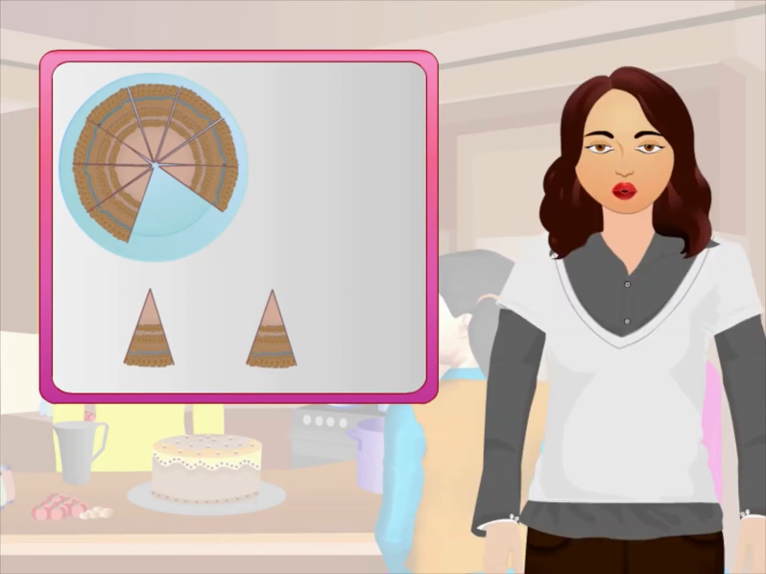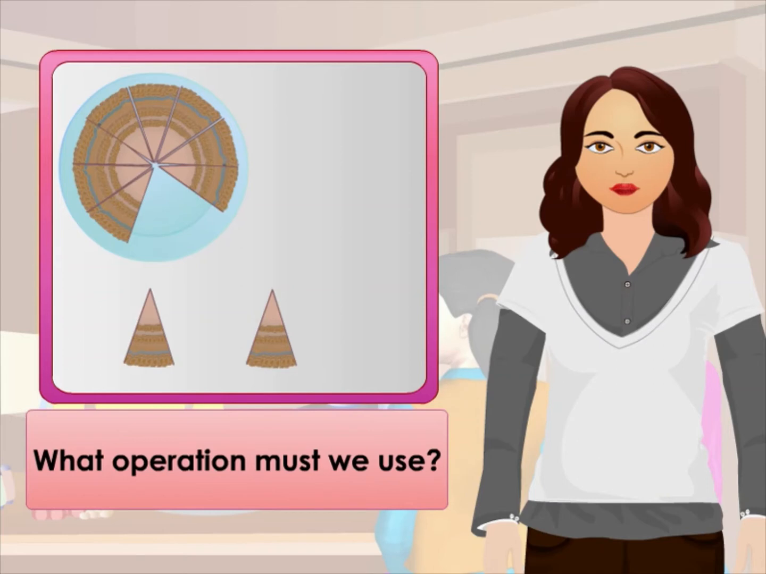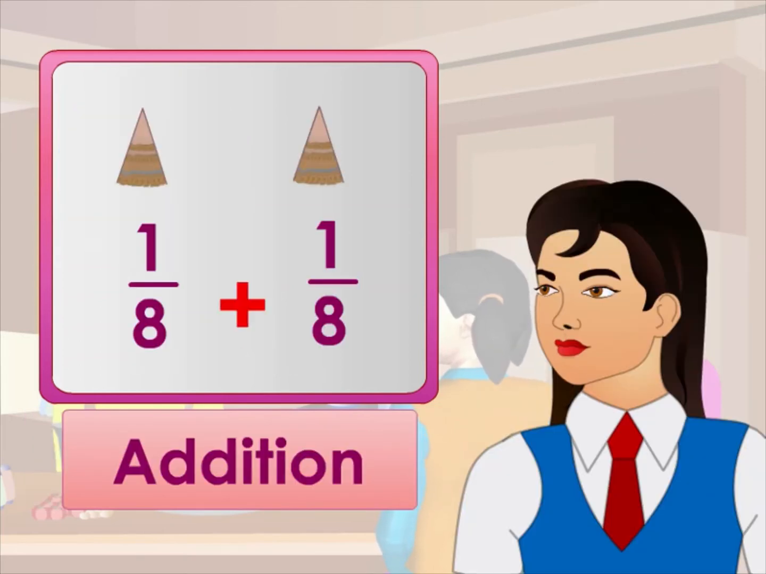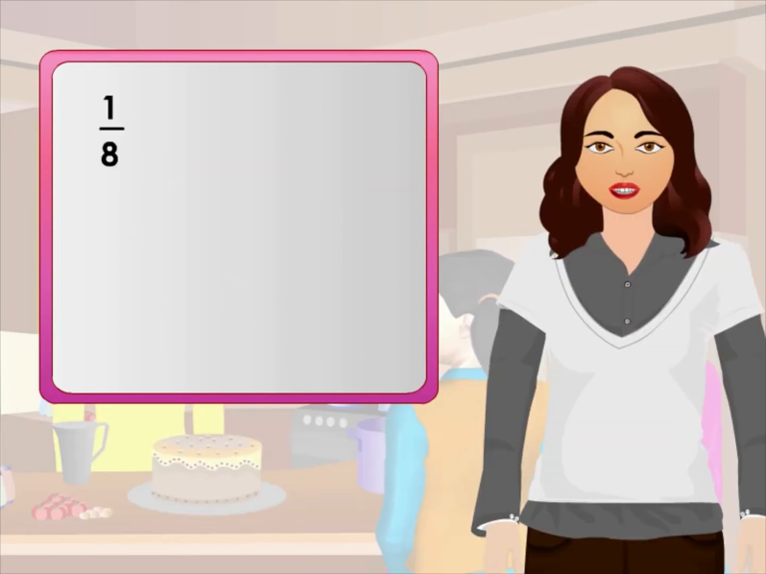Yes, to find the answer first, you must understand the problem. It is to find the total fraction of the cake eaten. Next, we devise a plan to solve it. What operation must we use? We must use addition to find the total fraction of the cake eaten. Good, Leena. So, 1/8 plus 1/8 is 2/8.